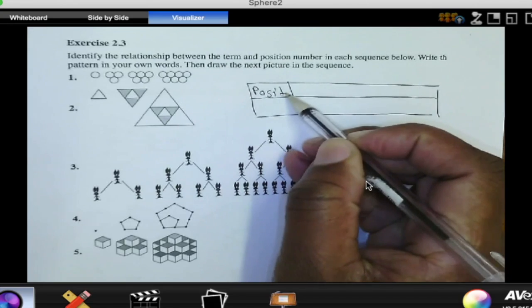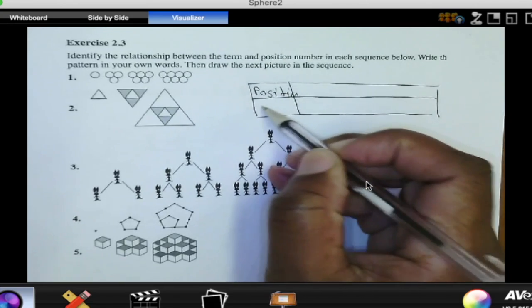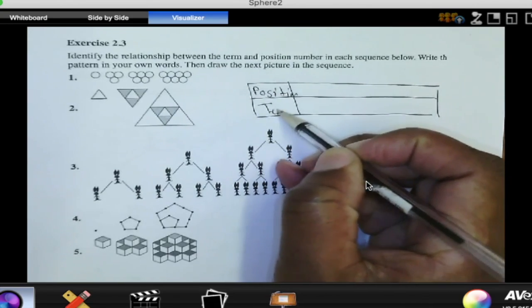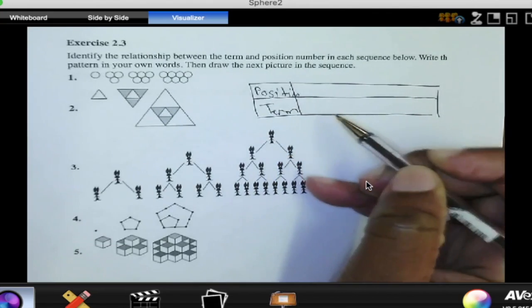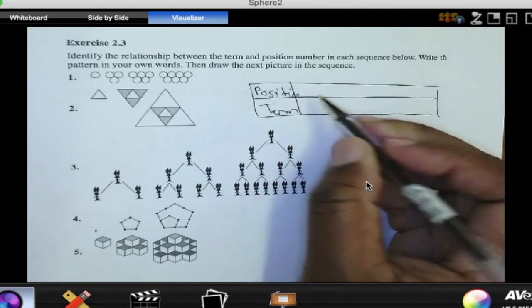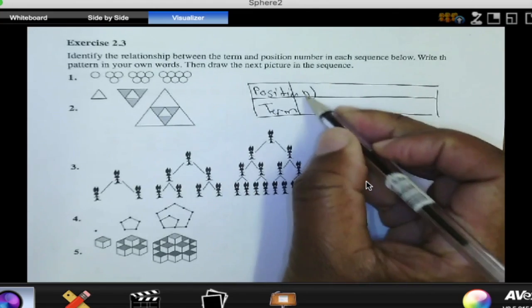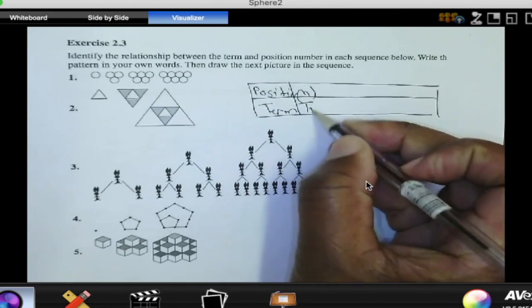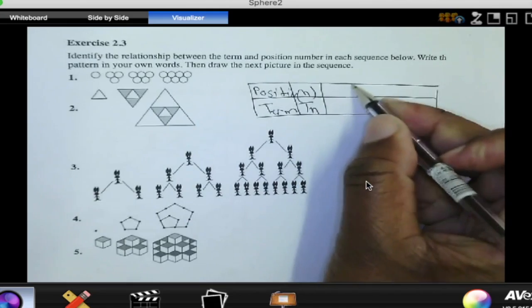And our position, remember, can be called or referred to as n. So the position is n. Let's call the position n. And then our term will be Tn. All right.